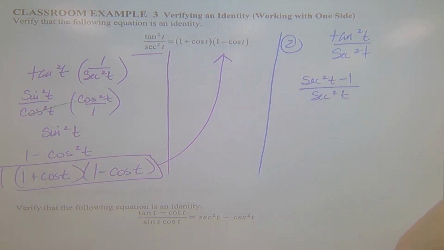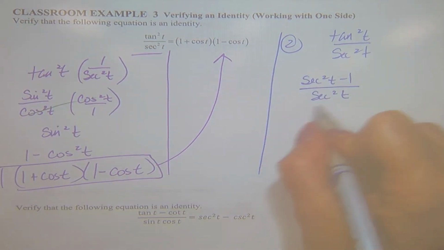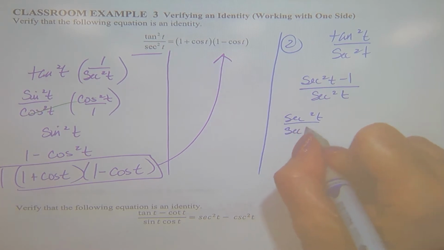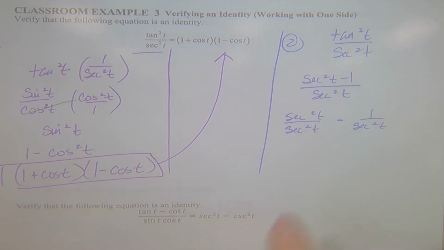I could see two different ways at least to go from here. I'm going to choose to split this apart into two separate terms. Again, you're just going to have to do some practice with this, play with some things until you start seeing pathways forward. This is like solving a puzzle, trying to find that next step. Anything over itself is 1, minus 1 over secant square t is cosine square t, and then I've got difference of squares again.